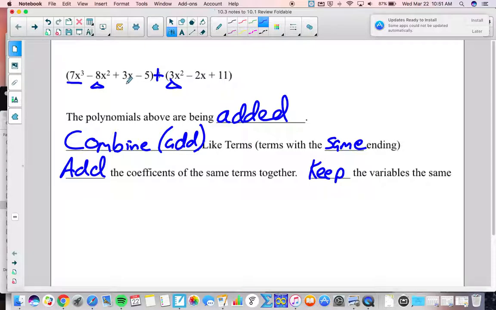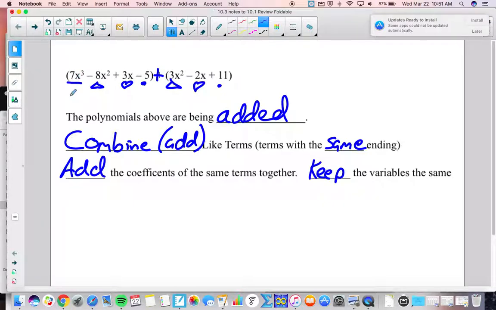Here I see an x. That's supposed to be a heart. Do we see any other x's anywhere in here? Yes, right there. And then here I see a constant or a plain old number. And here's another constant or plain old number.